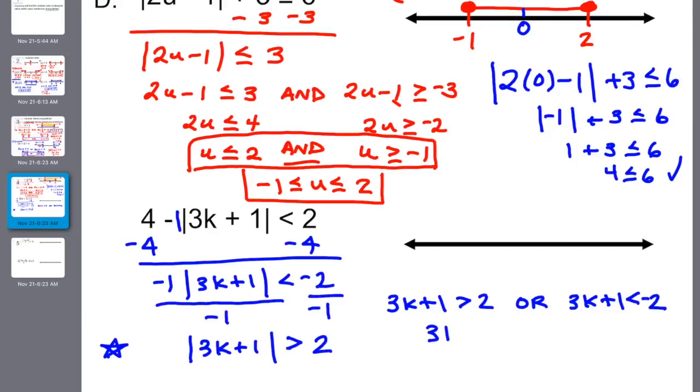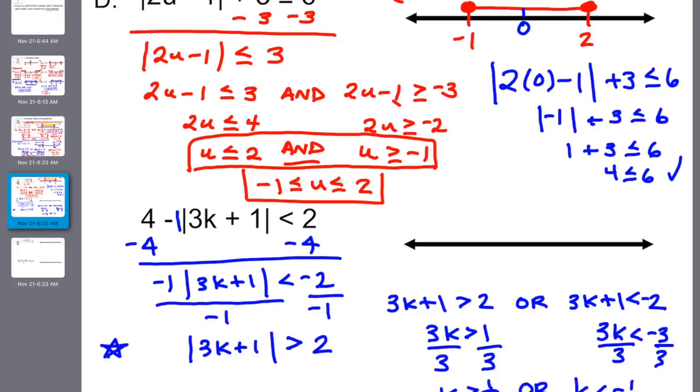Now we just solve each of those. Subtract 1 from each side. We've got 3k is greater than 1, divided by 3. And we get k is greater than 1/3. Or we subtract 1 from each side on this one. We're going to have 3k is less than negative 3. We divide by 3. K is less than negative 1.